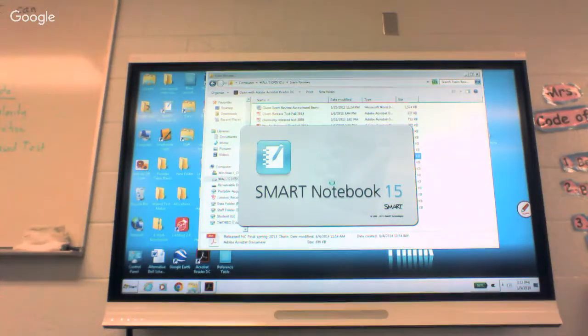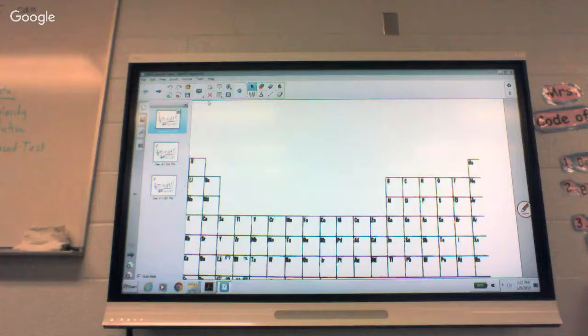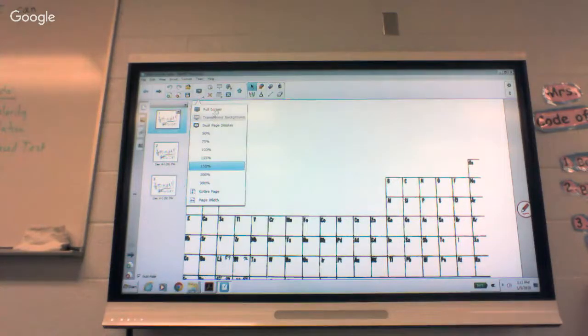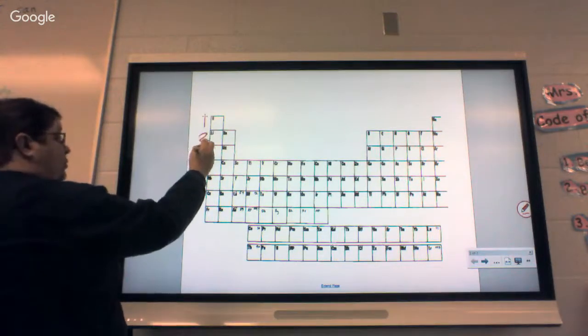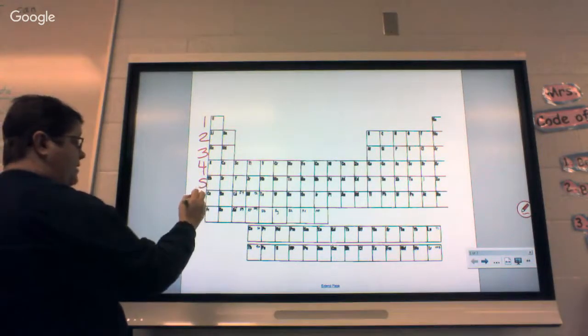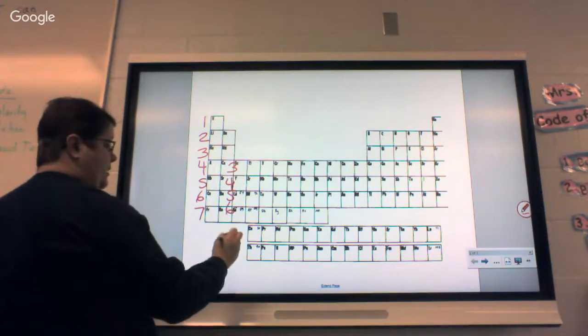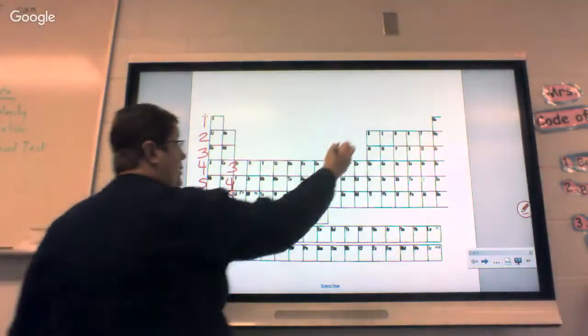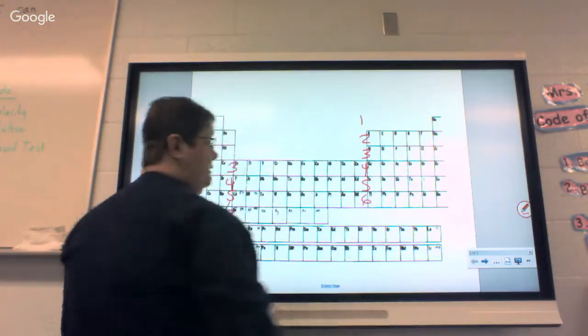Now, if I minimize that for just a second, when you open up the middle of your reference table on the test collection, the first thing I would tell you to do when you open up your periodic table on exam day is put in your numbers. 1, 2, 3, 4, 5, 6, 7. 3, 4, 5, 6, 4, 5. 1, 2, 3, 4, 5, 6.